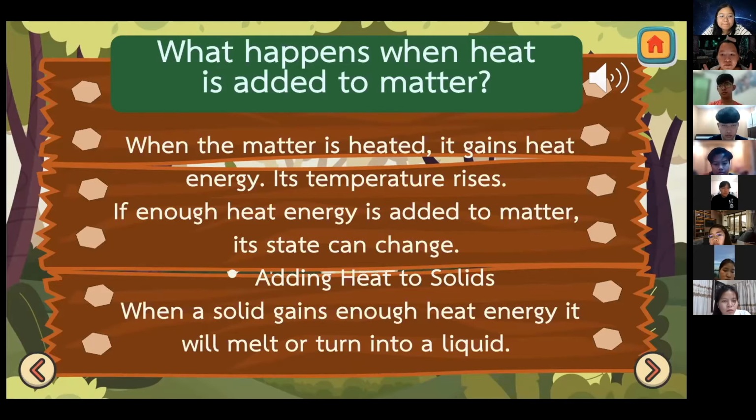Okay, I will read it for you. What happens when heat is added to matter? When the matter is heated, it gains heat energy. Its temperature rises. If enough heat energy is added to matter, its state can change. Adding heat to solids. When a solid gains enough heat energy, it will melt or turn into a liquid.